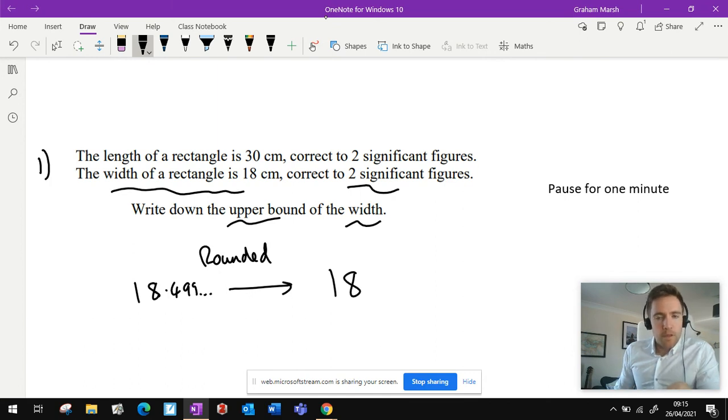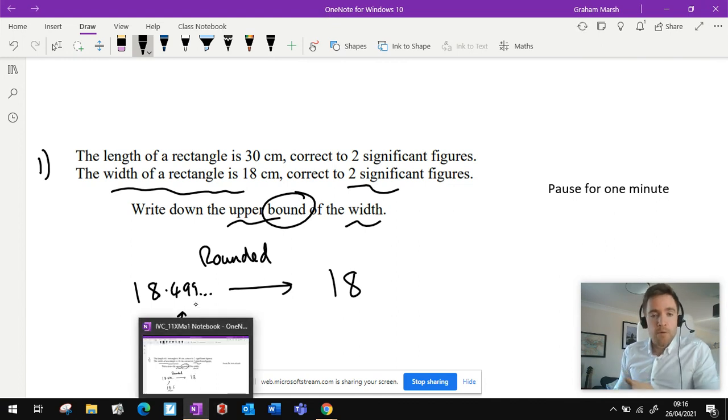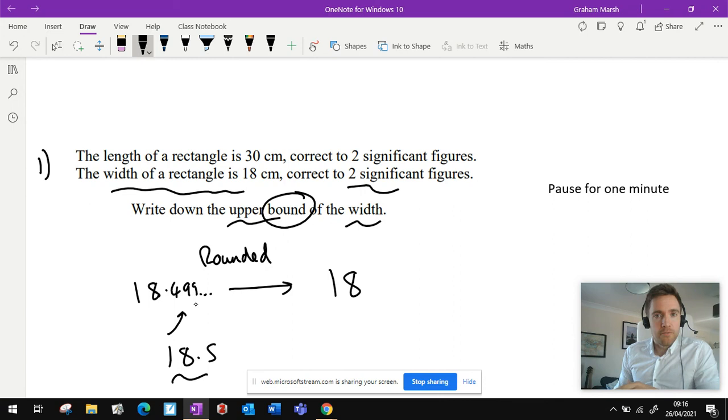18.499999 and so on. We know as well, though, if we have this situation, we don't write this, we write just 18.5. That's because the bounds, by definition, are given as up to, but not including, this number here. So the upper bound in this case is 18.5.